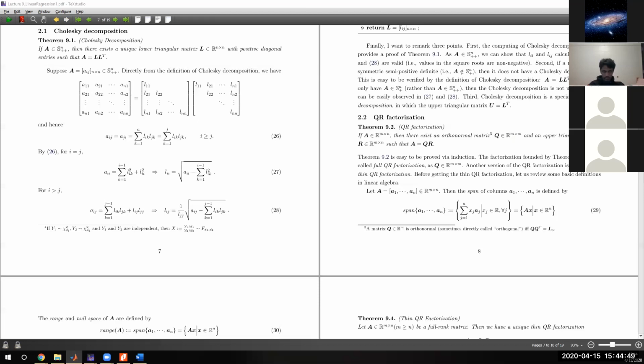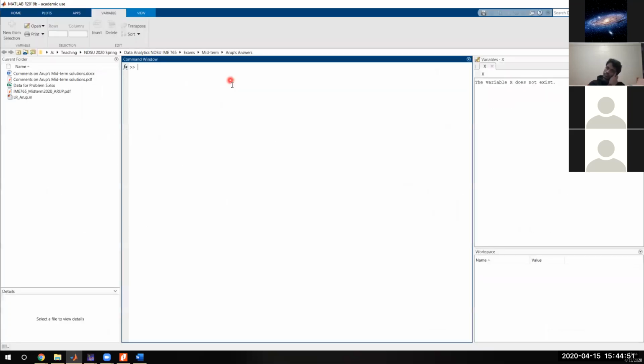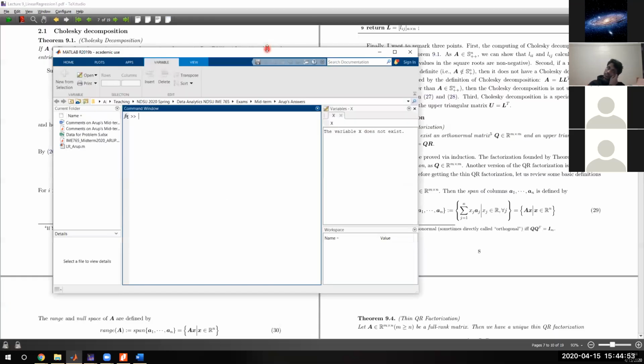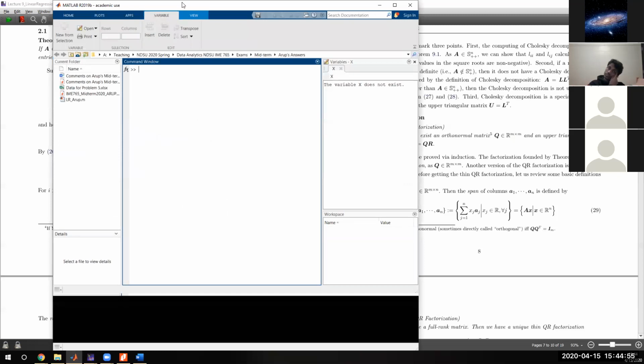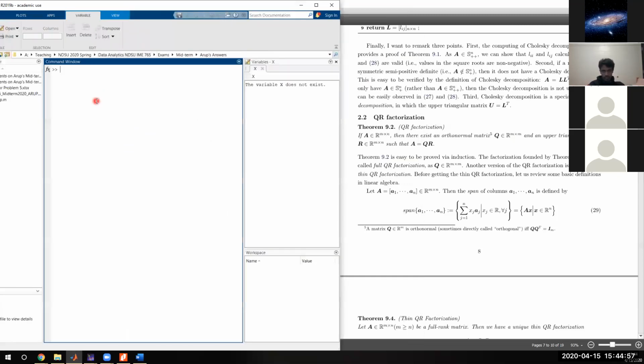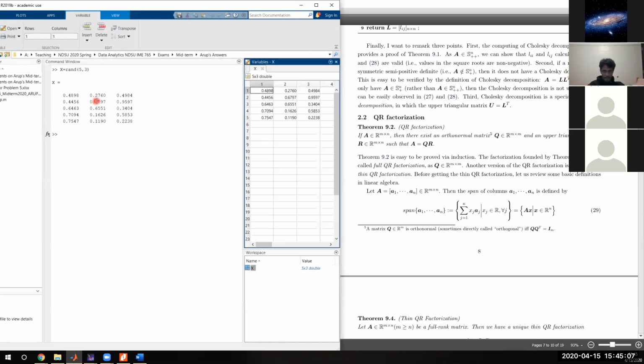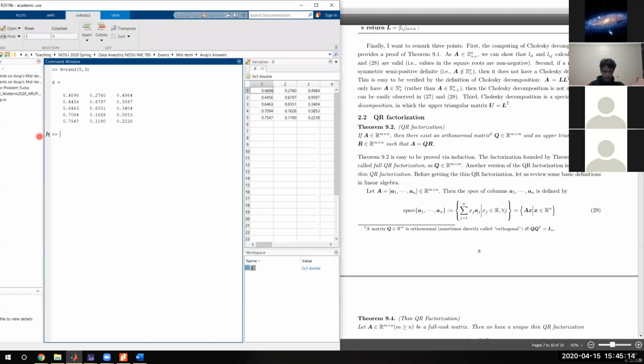So I'll open MATLAB here. Let me make it smaller. Suppose I just make any random matrix X, let's say 5 by 3. Okay, so this is X. And then let me use QR: [Q,R] equal to the QR of X.